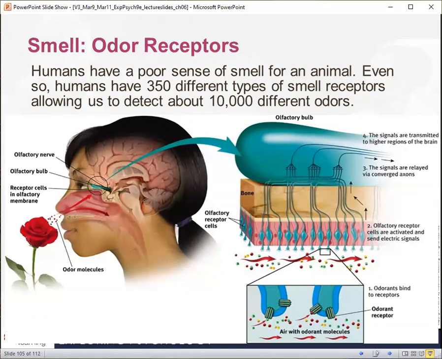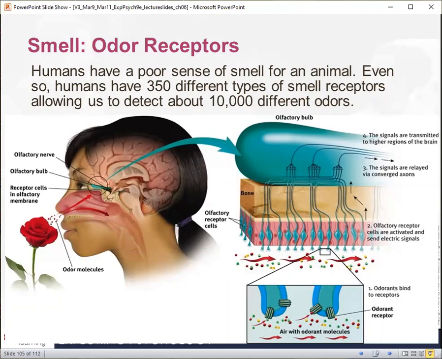Okay, now smell, we have our odor receptors. Humans have a poor sense of smell for an animal. Even so, humans have about 350 different types of smell receptors, allowing us to detect about 10,000 different types of odors. So what we have here, we have odorants binding to receptors. We have stuff in the air, we bring it in through the nose, and it binds with our receptors. The olfactory receptor cells are activated and send electrical signals. The signals are relayed via converged axons, see in step 3. Step 4, the signals are then transmitted to higher regions of the brain.